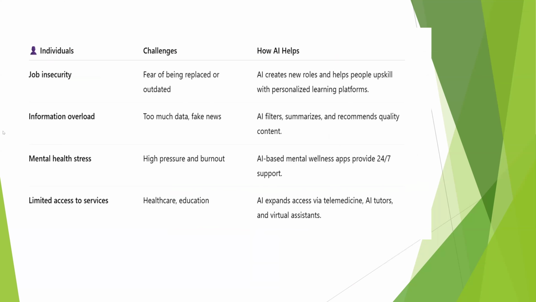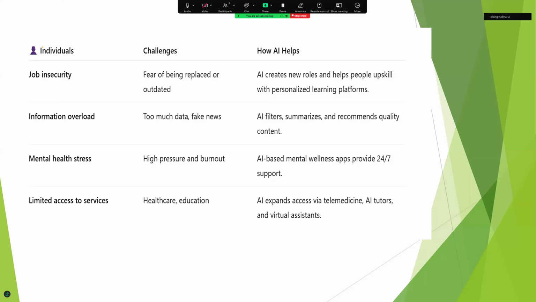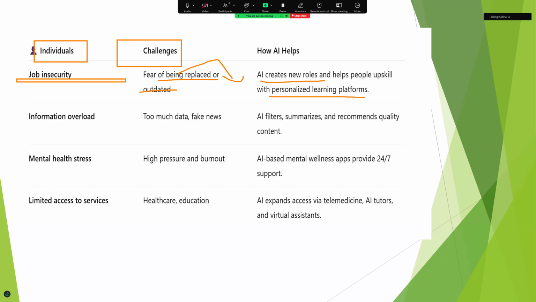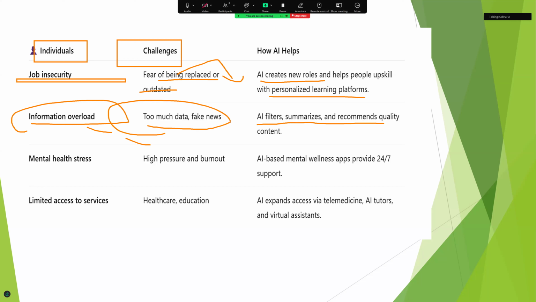Next, what are the challenges individuals are facing? See guys, job insecurity. So fear about being replaced, outdated. Still we are working on outdated technology. Okay, AI will create new roles and help people upskill through personal learning platforms. Next, information overload. You know, right? There is too much data and fake news is spreading. So AI will filter, summarize and recommend quality content.